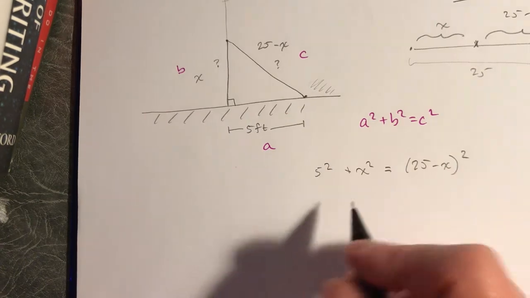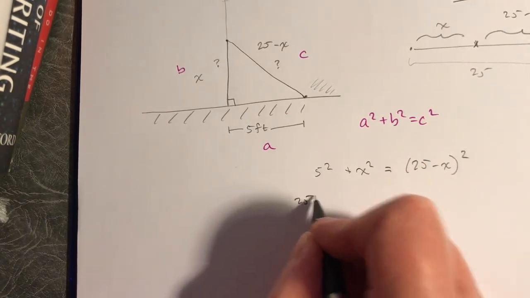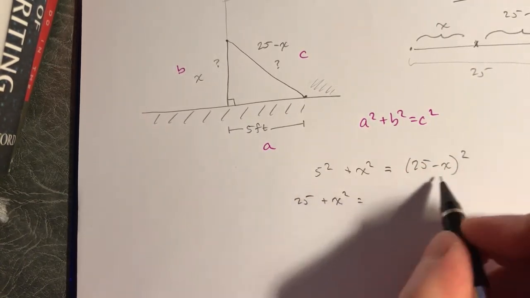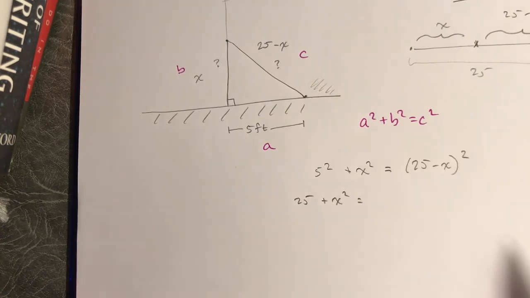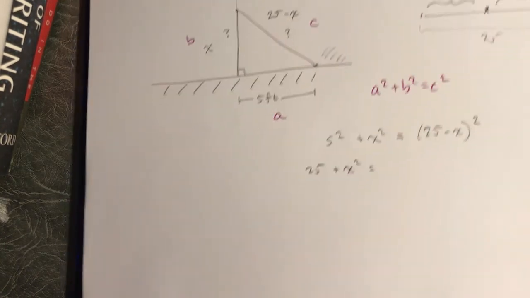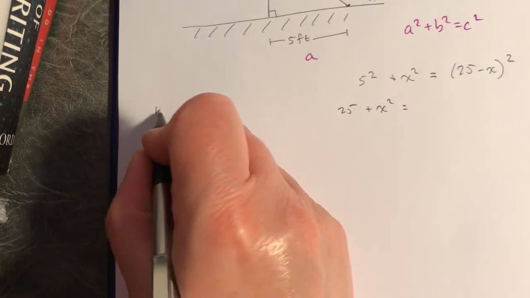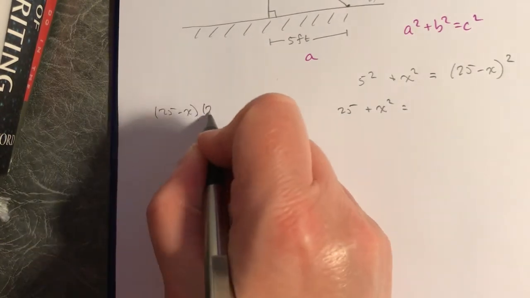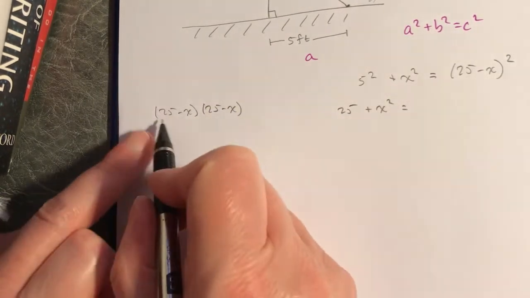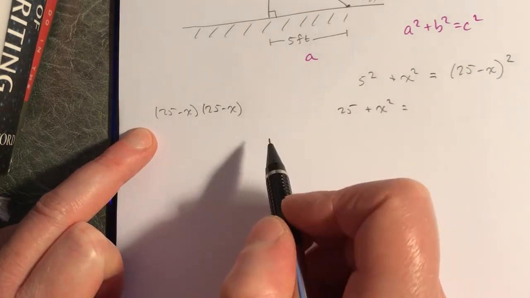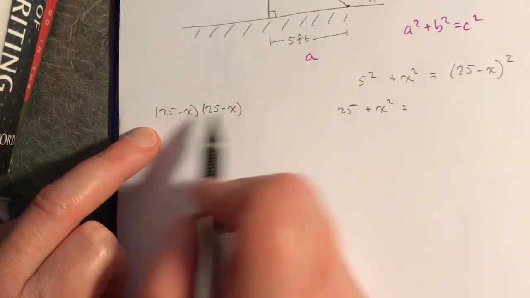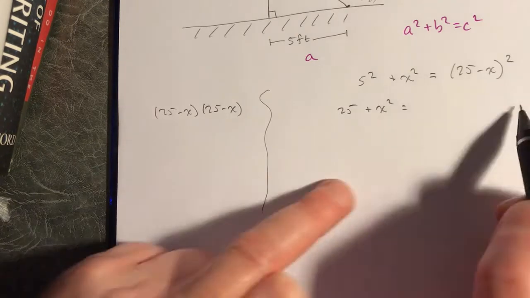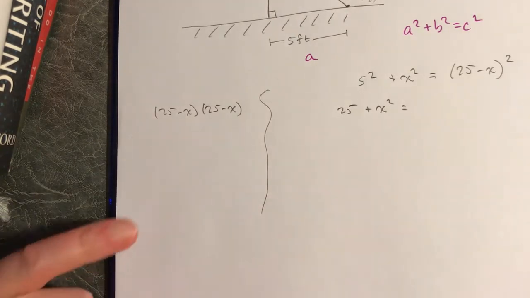All right, so let's shake it out. 5 squared is 25, plus x squared on the left, and I have to multiply out the brackets. If you'd rather see that as two pieces, 25 subtract x times 25 subtract x, by all means, scribble it out to the side and then put it back in your equation. I do that sometimes for tidiness.